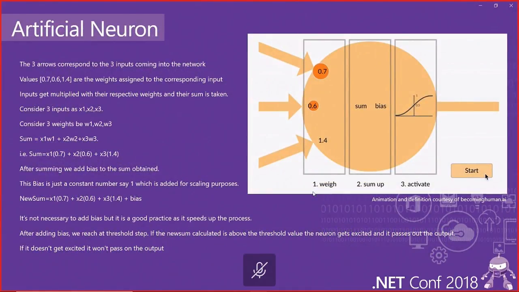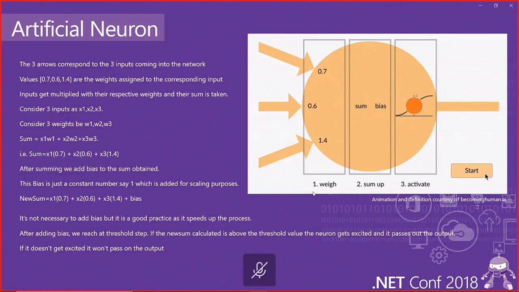So this is the representation of an artificial neuron. We have three arrows on the left corresponding to the inputs coming to the network. Let's say the values 0.7, 0.6, 1.4 are the weights assigned to the corresponding inputs. So this is the input with the weight. Inputs get multiplied by their respective weights, and the sum is taken. So if we consider three inputs, we have x1, x2, x3, and three weights, w1, w2, and w3. We then have the sum of it.